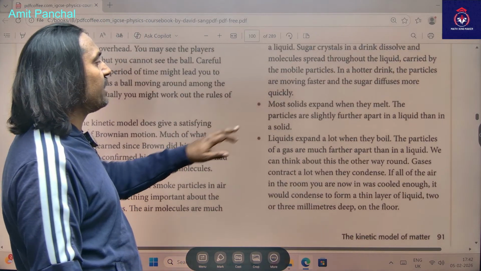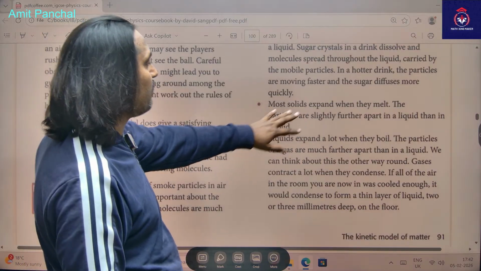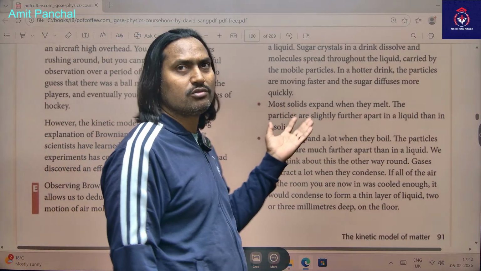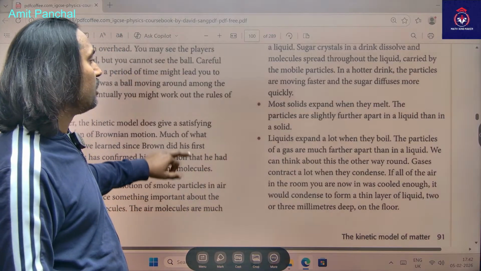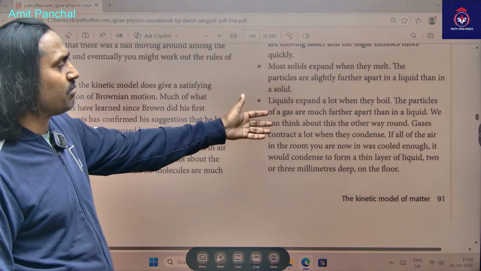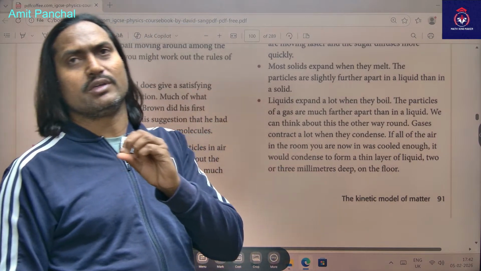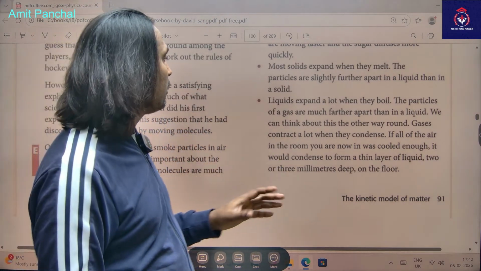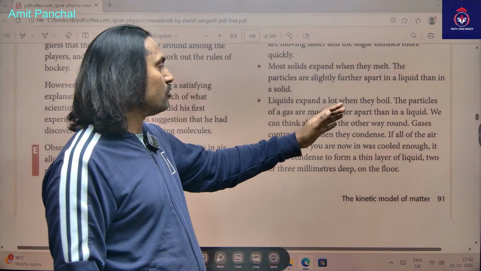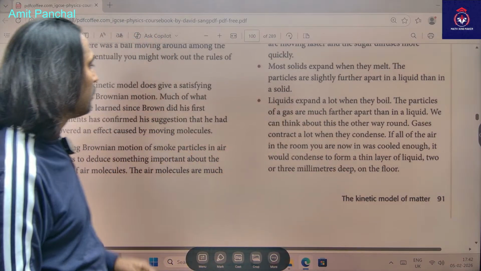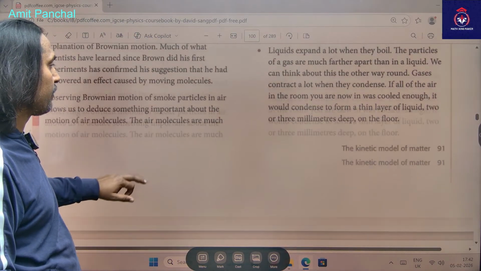Most solids expand when they melt, because the particles are slightly further apart in a liquid than in a solid. That is the basic thing. Liquids expand a lot, the same thing. If you keep heating the liquid, it becomes a gas after evaporation, so the particles are a very large distance apart.